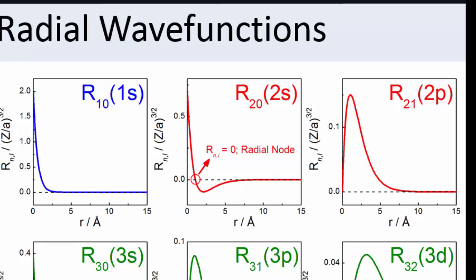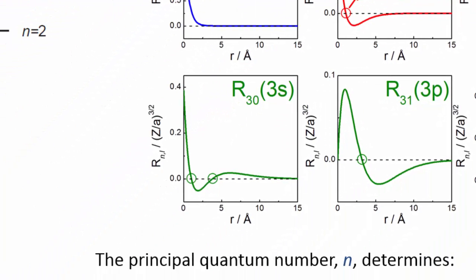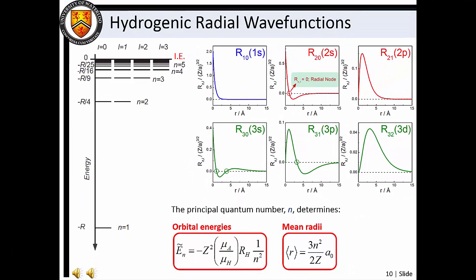For the 2s radial wave function, however, we find a radial node. Radial nodes are radii at which the radial wave function has a value of 0. Similarly, the 3s atomic orbital has two radial nodes. The number of radial nodes for an atomic orbital is equal to n minus L minus 1. It is important to remember that these radial nodes actually represent nodal surfaces in 3 dimensions.